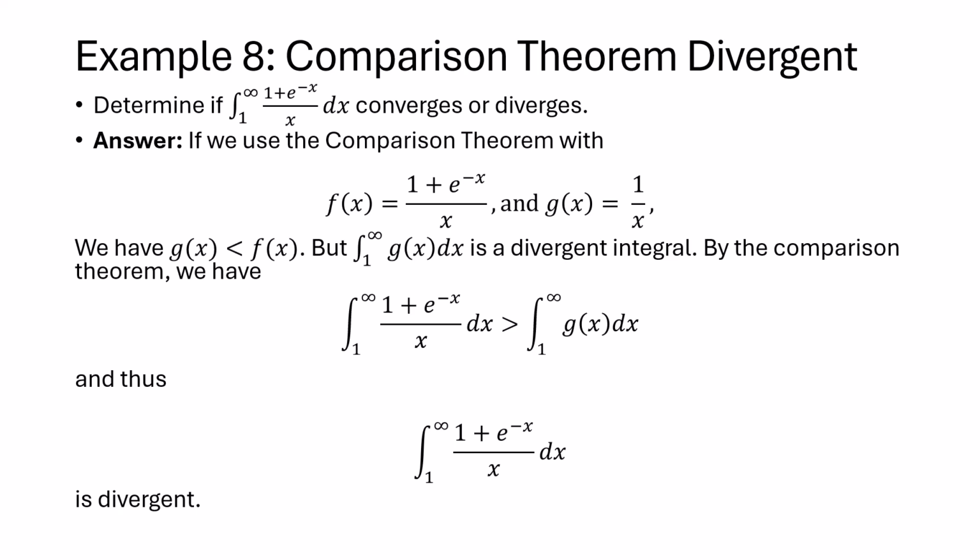We've established that earlier. So by the comparison theorem, we have that the improper integral from 1 to infinity of (1 plus e to the negative x) over x dx will be greater than the improper integral from 1 to infinity of g of x dx. And because we were able to bound the integrand from below, we may conclude from the comparison theorem that the improper integral from 1 to infinity of (1 plus e to the negative x) over x dx is divergent.